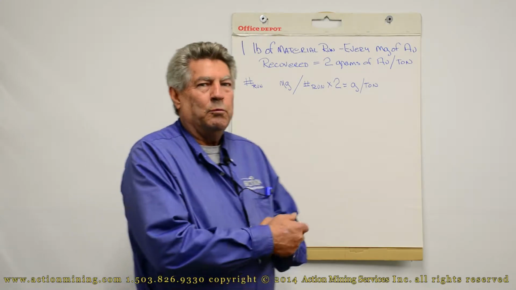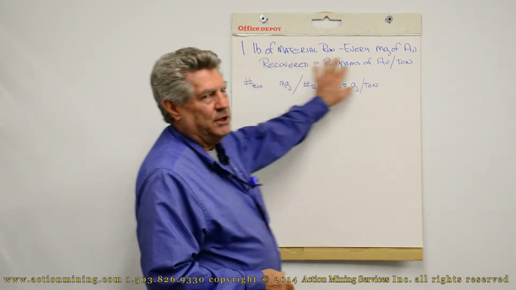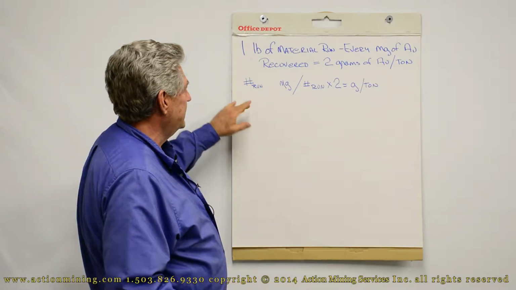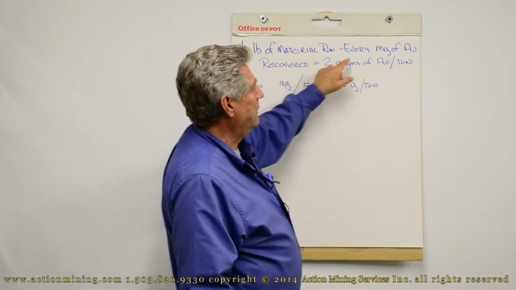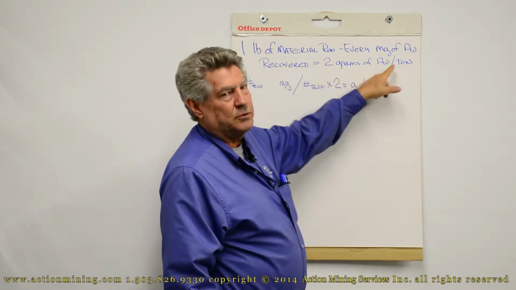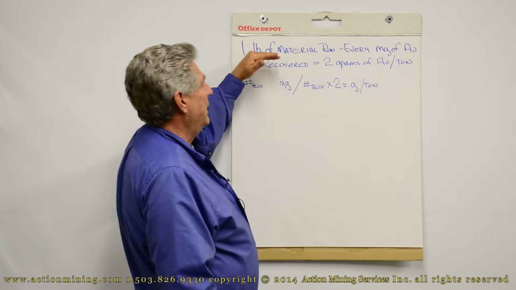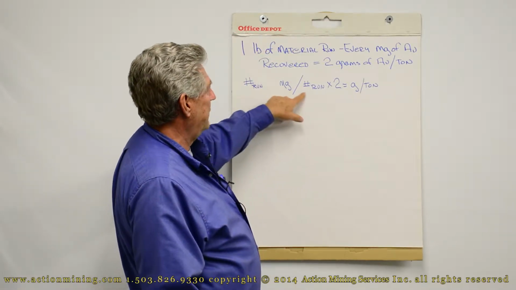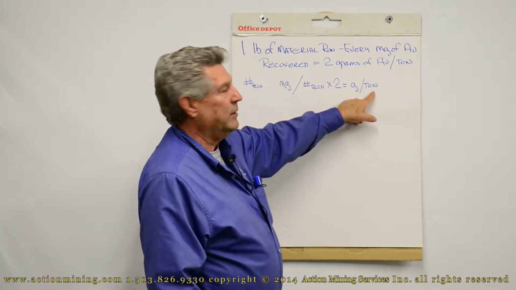Okay, now we're in the schoolwork. This is a formula that you're going to be paying attention to whenever you're doing testing. For every 1 pound of material you run, every milligram of gold you recover indicates 2 grams per ton of gold, or what you're looking for, in the head ore material that you ran. So it's milligrams divided by pounds run, times 2. That indicates grams per ton.